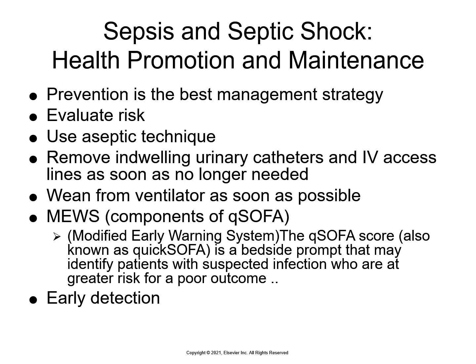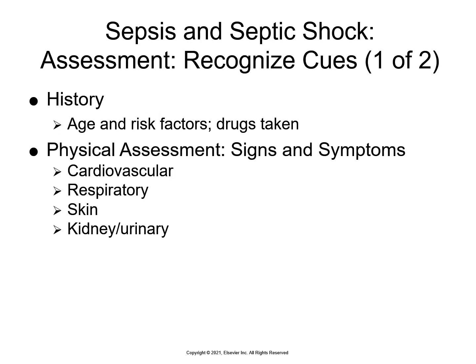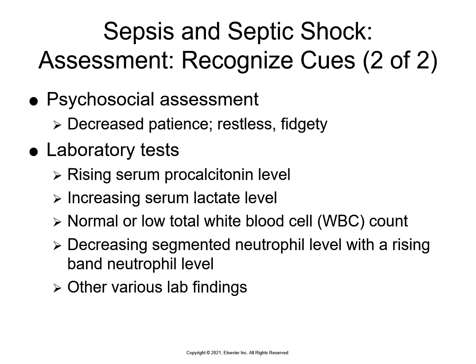So, sepsis and septic shock. Prevent. So, you are going to do a history. Again, you want their age, their risk factors, and what medications they have taken. You're going to do a physical assessment. Signs and symptoms. The criteria for sepsis is a temperature less than 96. So we're going to look at our cues. What are our cues for psychosocial assessment? Well, they're going to be restless, fidgety, and irritable.